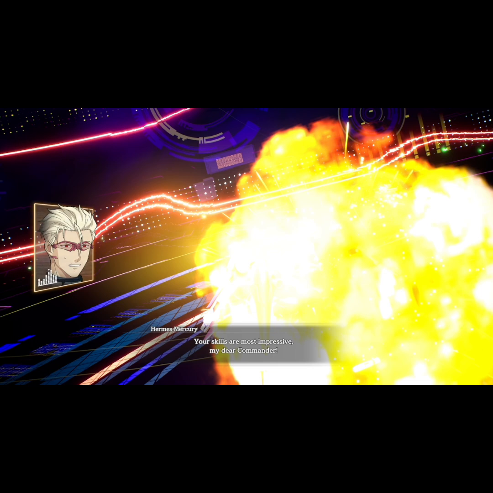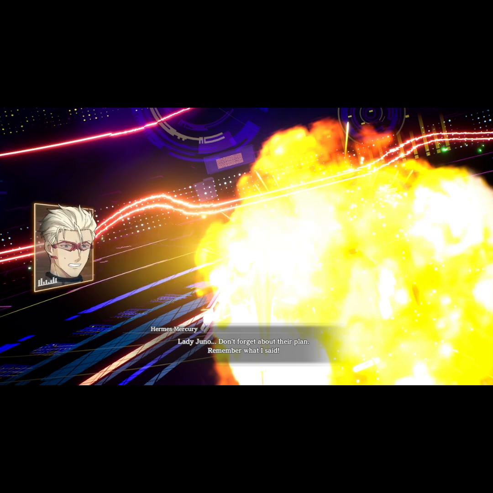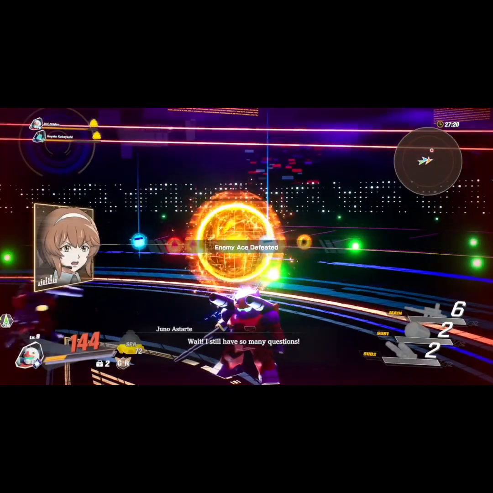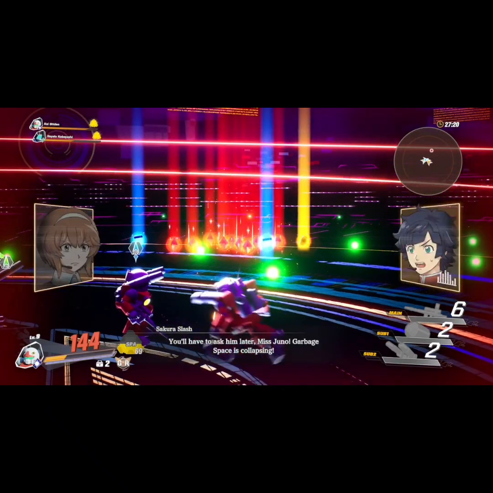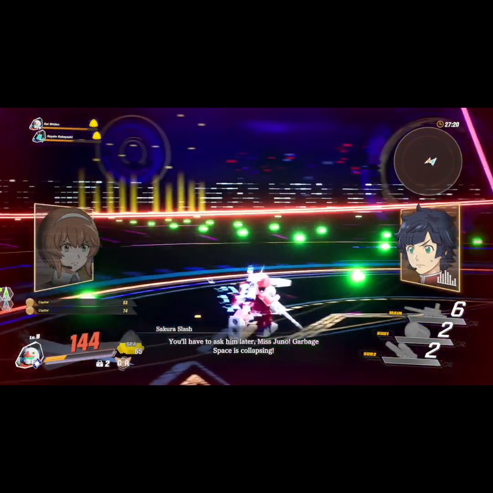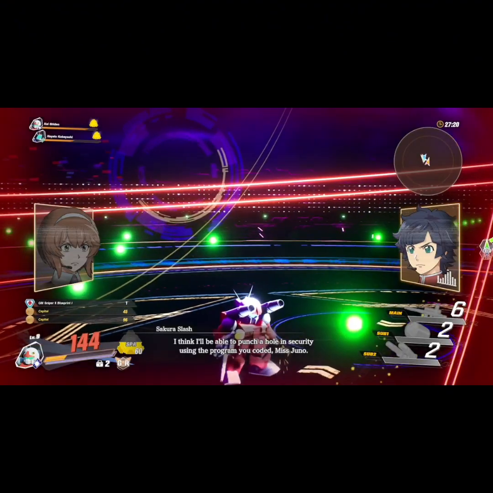It states that if x is the random variable with probability density function, say f, then the Laplace transform of f is given as the expectation of this equation here, which is referred to as the Laplace transform of random variable x itself. To top most of this off, the symbol used in the Turn A Gundam's logo is quite literally the mathematical symbol for all, which deals with logical conditions.